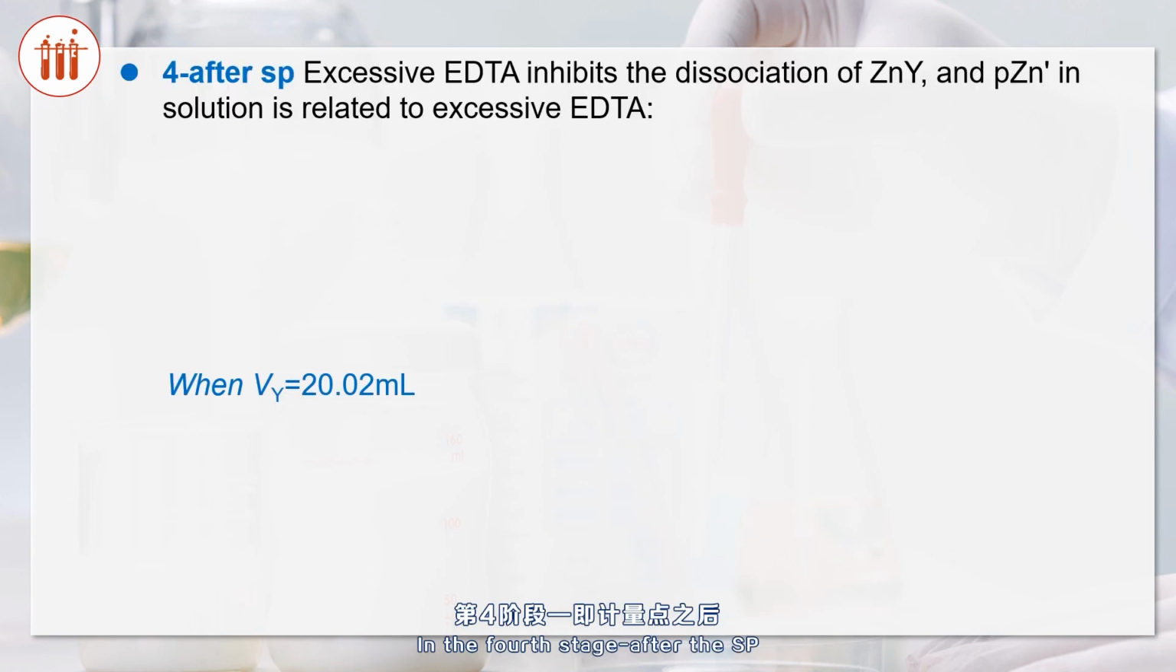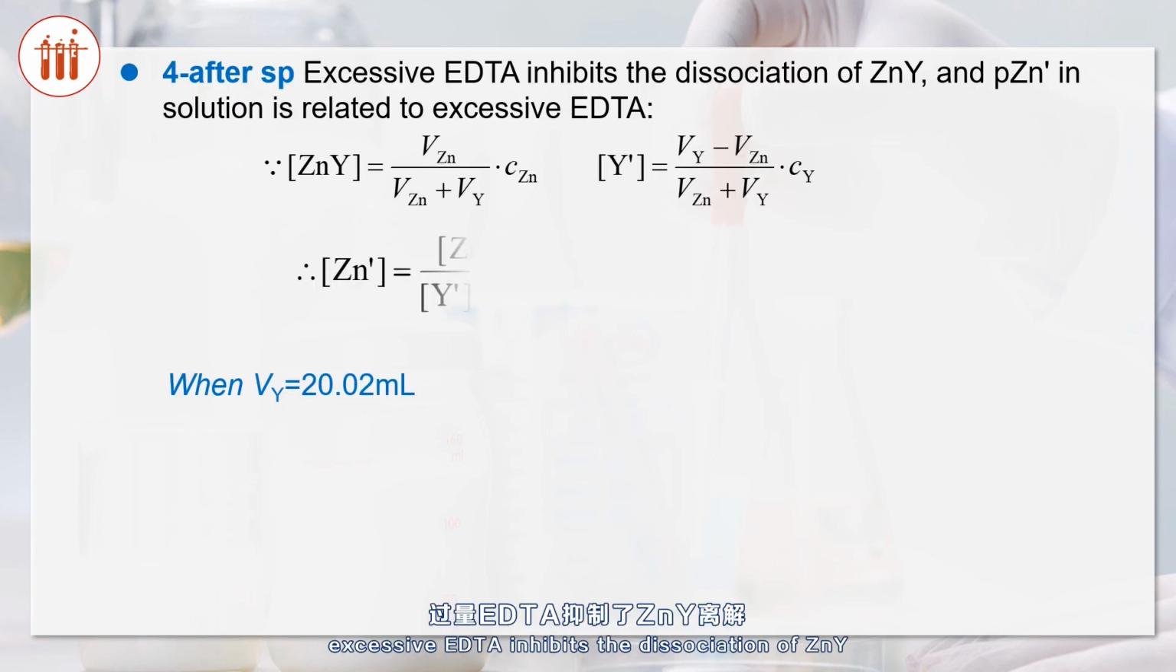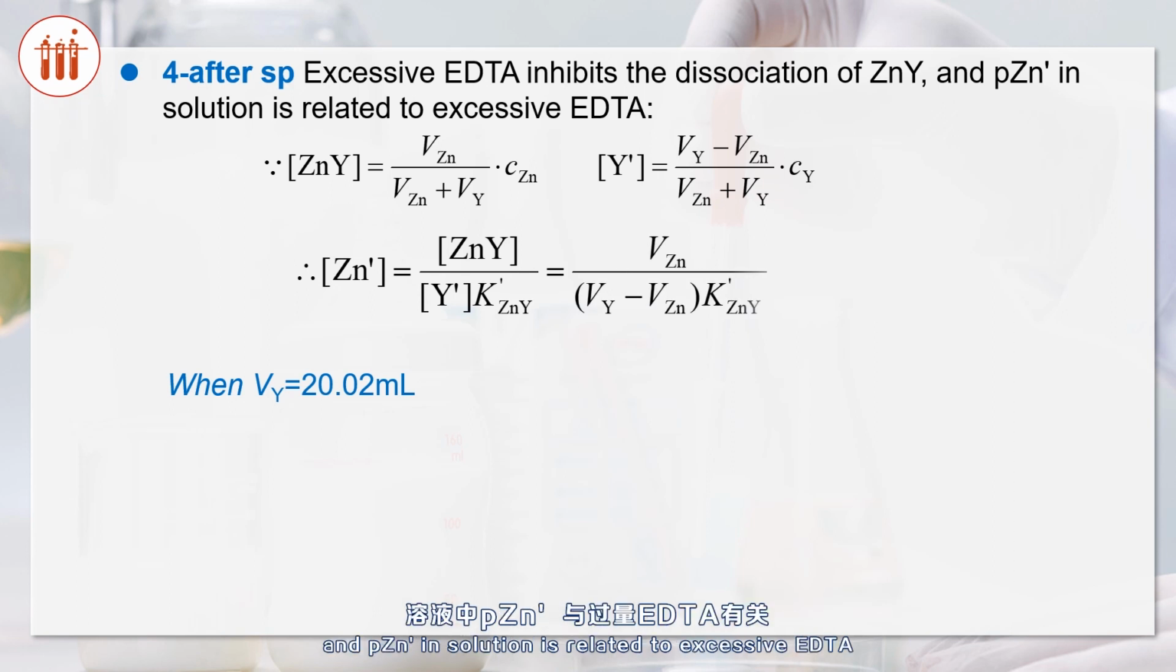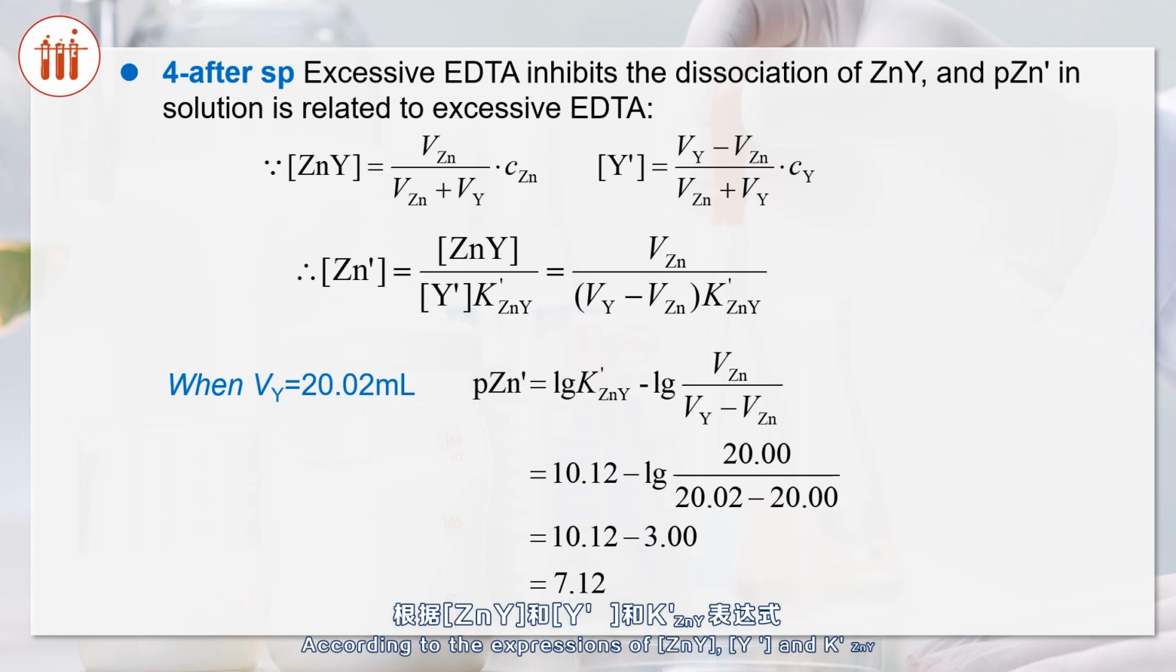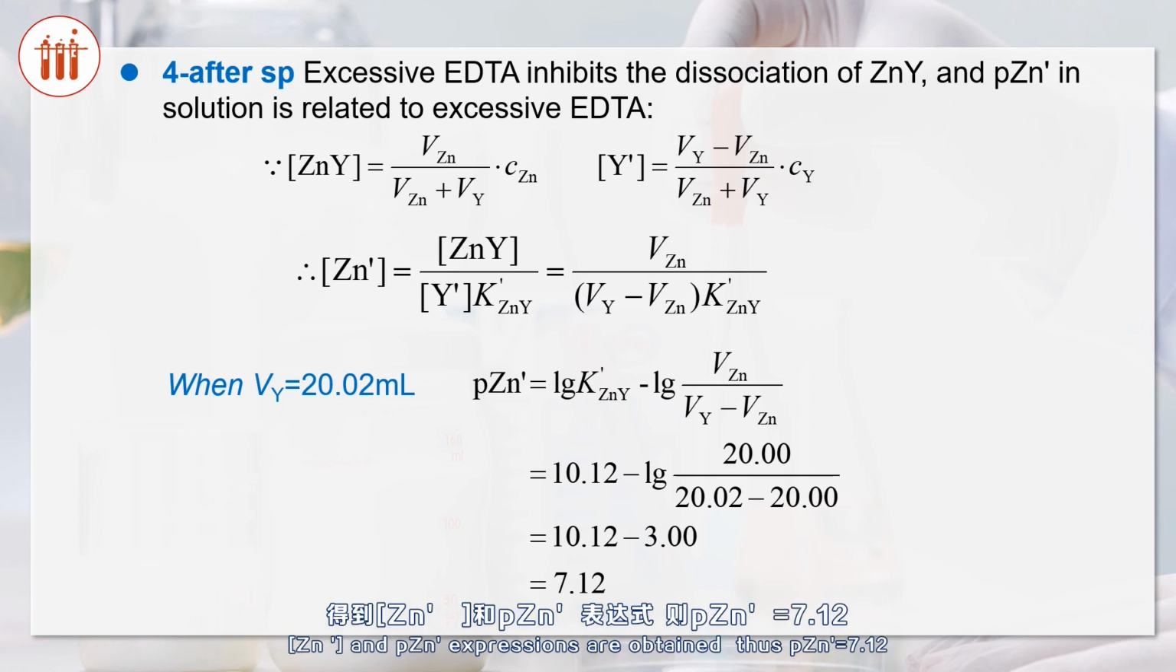In the fourth stage, after the SP, excessive EDTA inhibits the dissociation of ZnY, and the pZn prime in solution is related to the excessive EDTA. Assume the added EDTA volume at the time is Vy equal to 20.02 microliter. According to the expressions of ZnY, Y prime and K prime ZnY, the zinc prime and pZn prime expressions are obtained. Thus pZn prime equals 7.12.